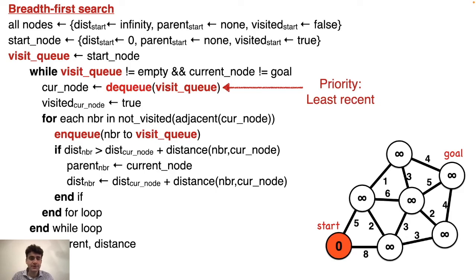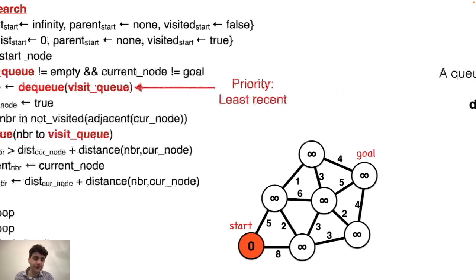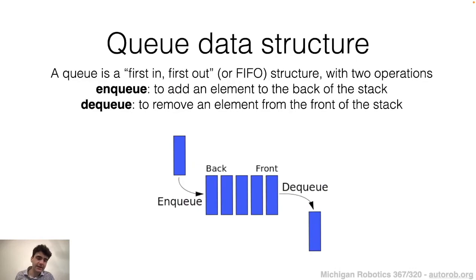To provide some additional details of the queue data structure, let's look at this next slide, which summarizes the key idea and distinction between the queue and the stack. A queue is what's referred to as a first in, first out, or you'll sometimes hear it abbreviated as a FIFO data structure. And similar to the stack, there are two operations that are supported.